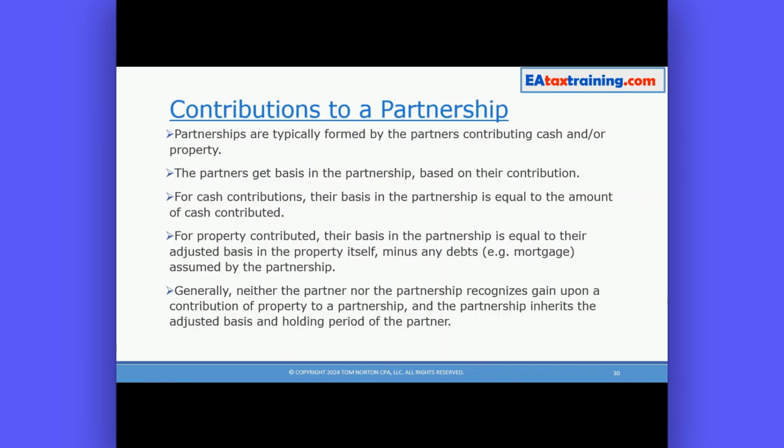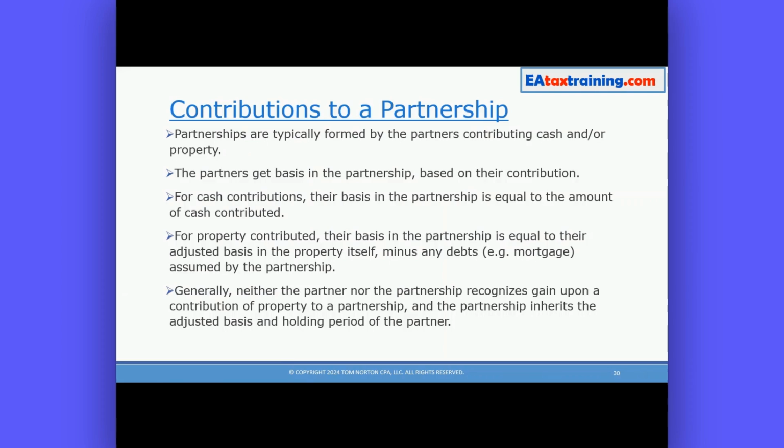But the reason that's important is because a partnership interest can be bought or sold, just like other property can be bought or sold. And so you need to know your basis in the partnership in order to compute your gain or loss when you sell or dispose of your partnership interest. For cash contributions, their basis in the partnership is equal to the amount of cash, of course. That's the easy part. For property that's contributed, their basis in the partnership is equal to their adjusted basis in the property itself minus any debts that are assumed by the partnership.